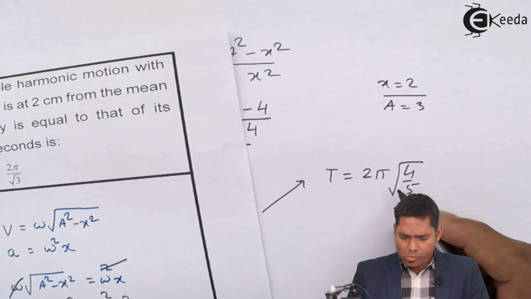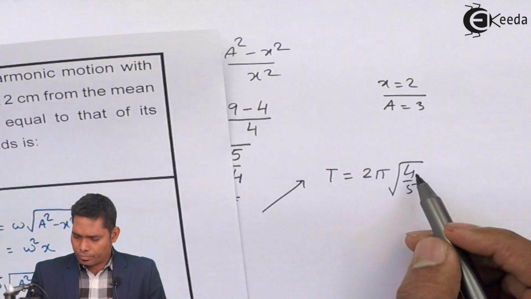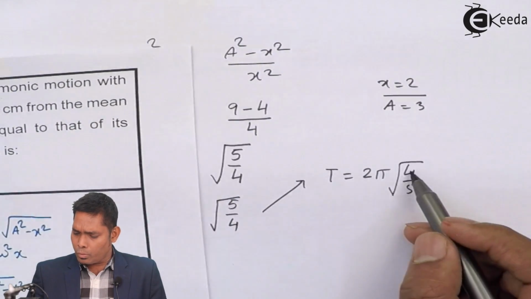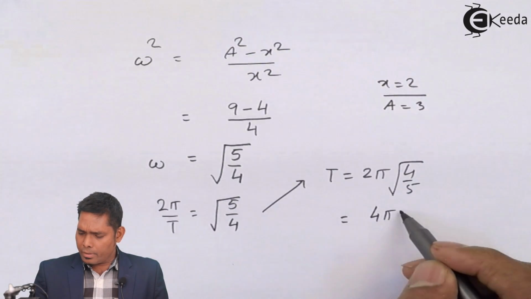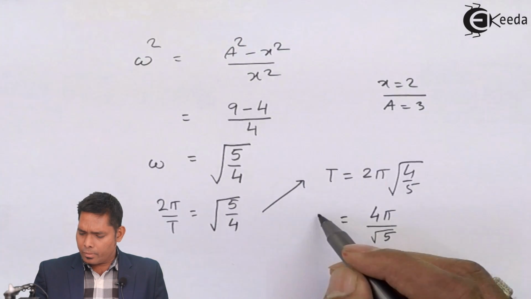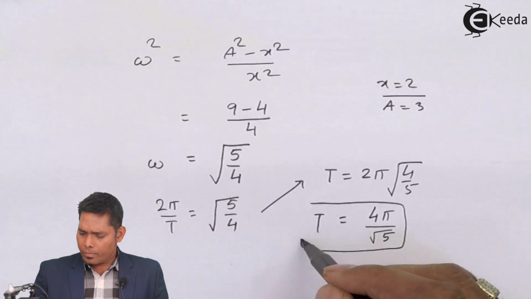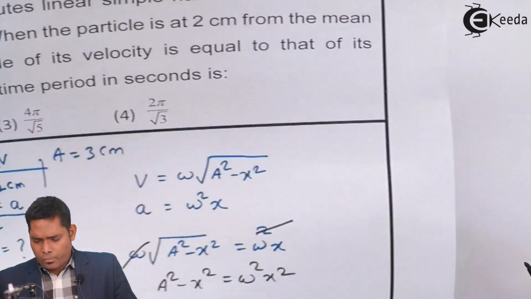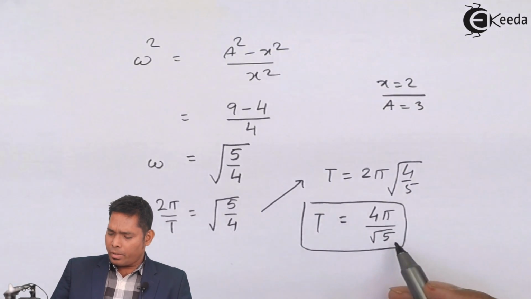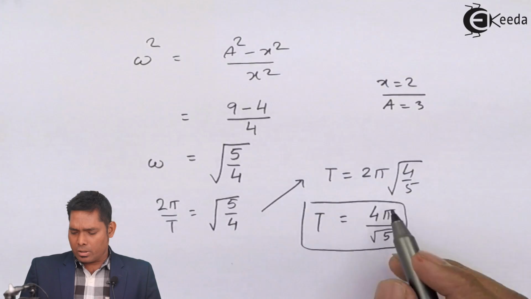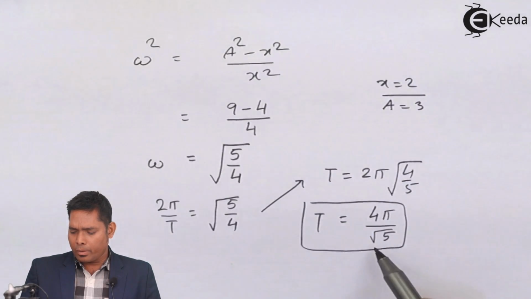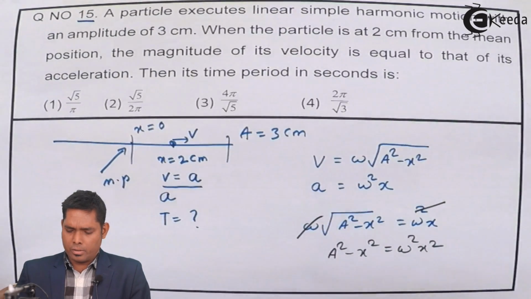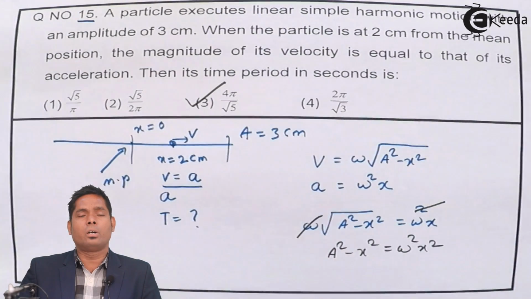This will come out, root of 4 is 2, so it is 4 pi divided by root of 5. So the time period of oscillation is 4 pi divided by root of 5, then option number 3 is the correct answer to this question. Okay, thank you.